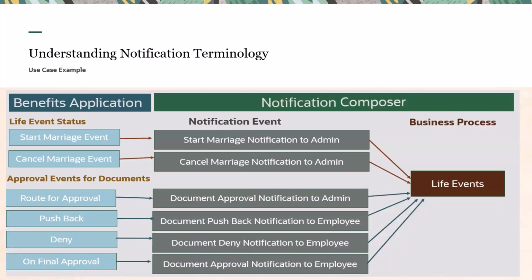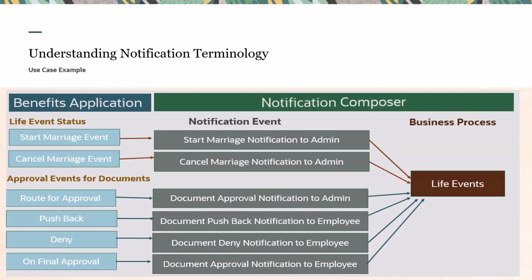All right, so let's take it a step further. On the far left in the benefits application, we have a life event status. You start the marriage event, you cancel the marriage event. Then you have approval events for documents. You have route for approval, pushback, deny, on final approval. Those are all in AWE.